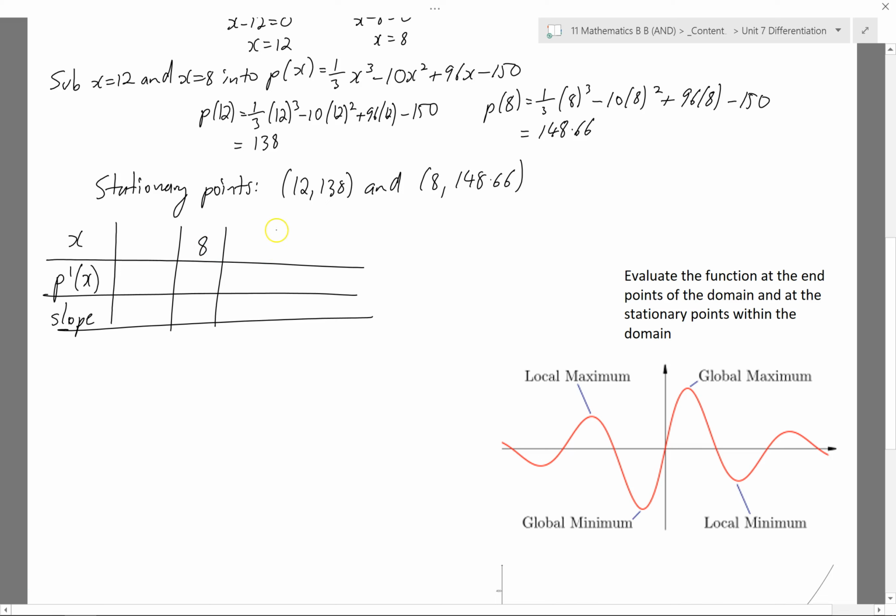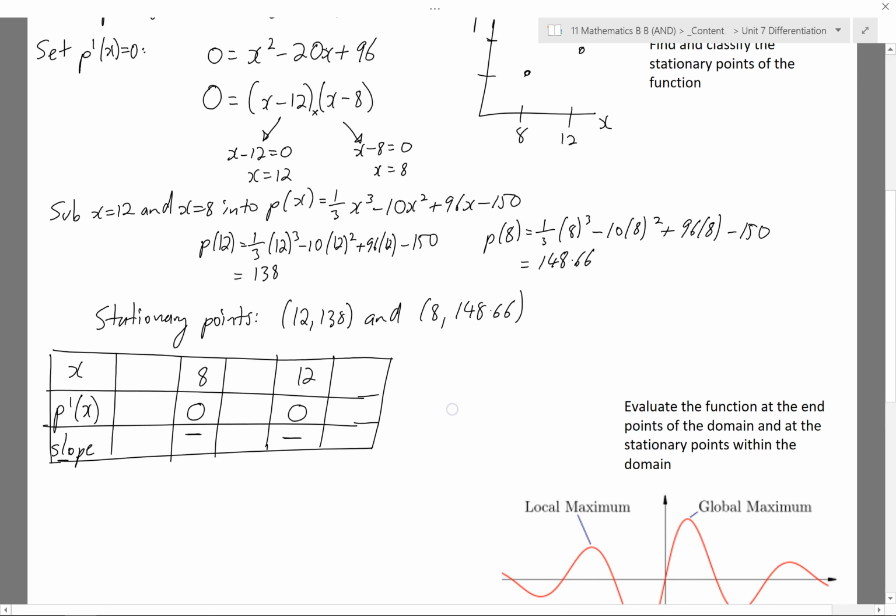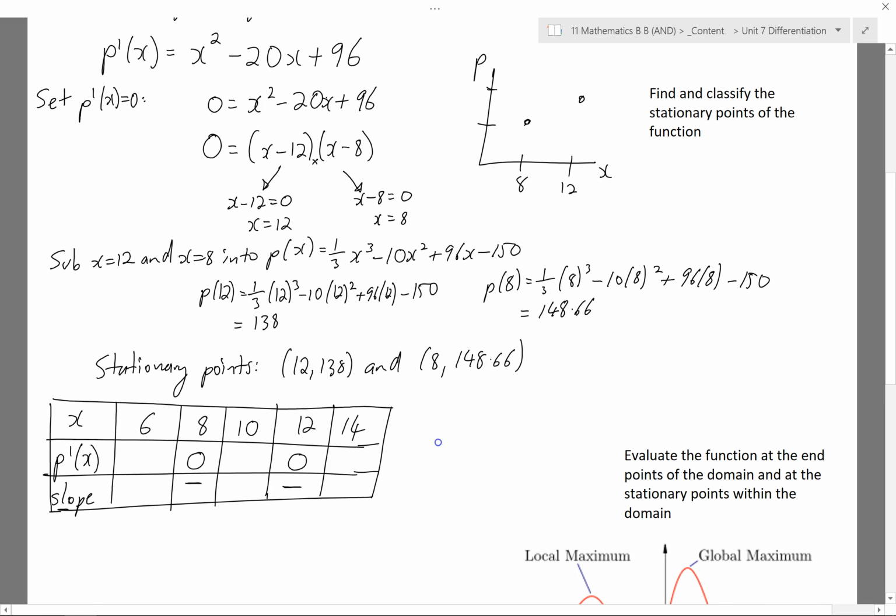So around where 8 is and around where 12 is, okay, and just looking at what the slope around the two points is. I know that the slope at 8 is 0 and the slope at 12 is 0, so both of these are going to be flat. I just want to investigate at either side. So I'm going to substitute in, say, 10, say 6, and say 14, okay, into my slope formula.